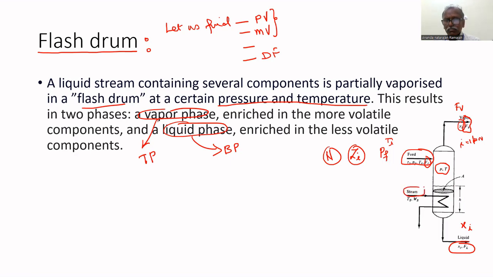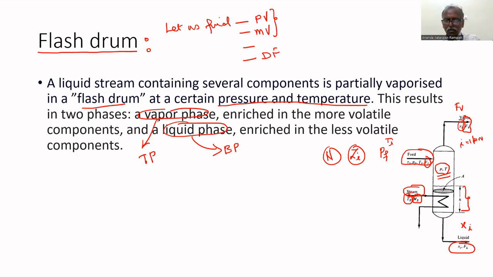The steam is used to heat the flash drum to maintain it at a particular pressure and temperature. For that, the steam flow rate is Ws. The steam temperature is Ts. The level of the liquid inside the flash drum is H.